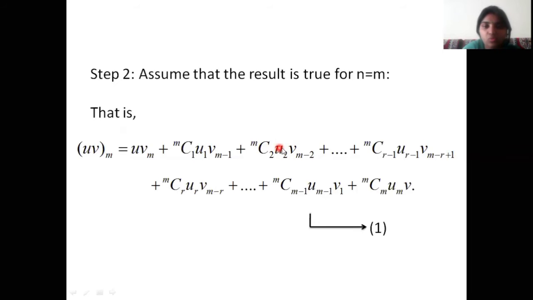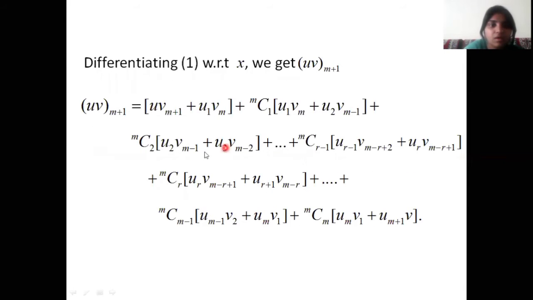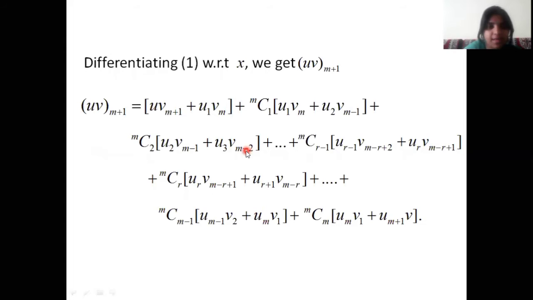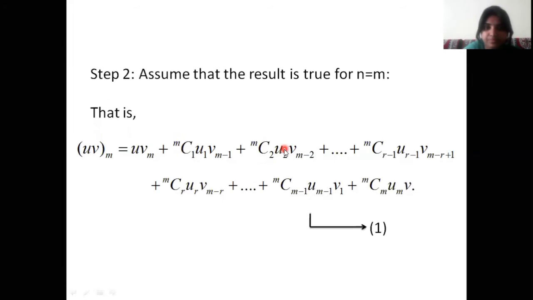So it will be u^2 v^(m-2+1). m minus 2 plus 1 will be m minus 1. So it is u^2 v^(m-1). Similarly, when you differentiate this, keeping this silent, you'll get u^3 v^(m-2). So similarly, you'll keep on differentiating each term, etc.